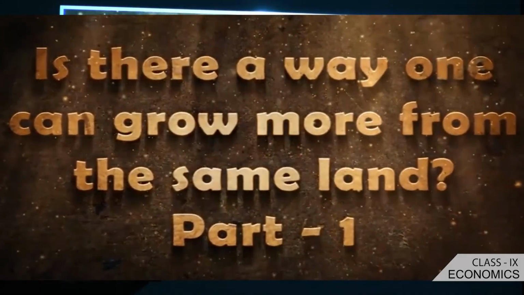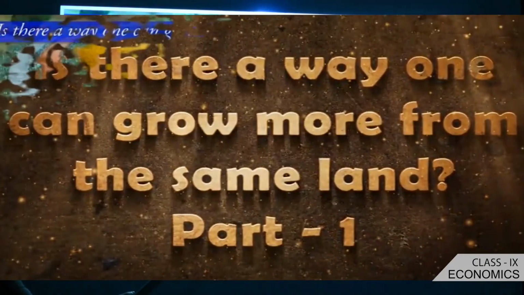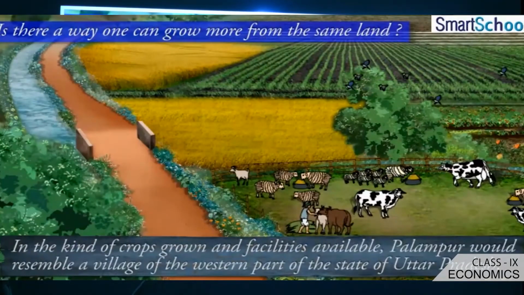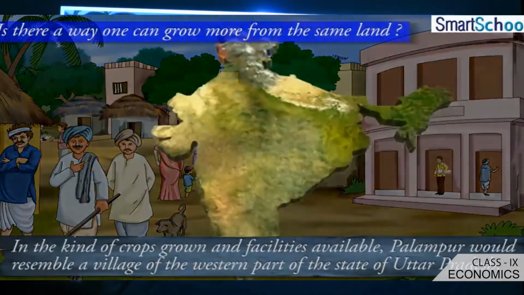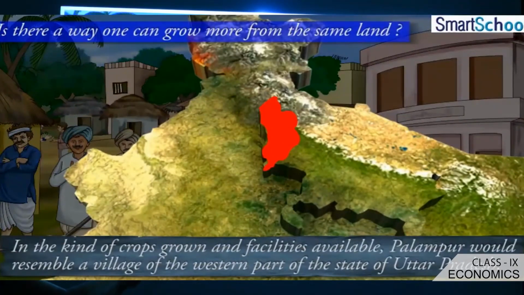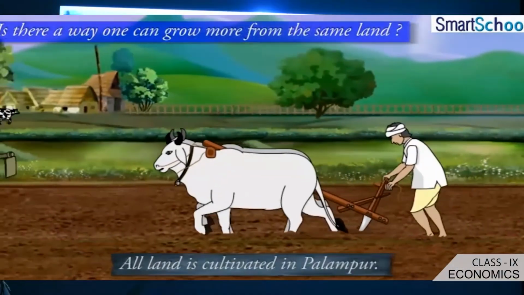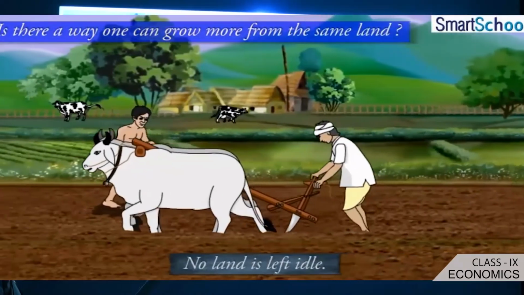Is there a way one can grow more from the same land? For that, in part 1, we are going to discuss a very interesting technique, how they adapted it in the western part of the state, Uttar Pradesh. Just see, the western part of Uttar Pradesh resembles the village of Palampur. What technique had they adapted with the available facilities? What wonder did they do with the help of multiple cropping? See, in Palampur, all land is cultivated.